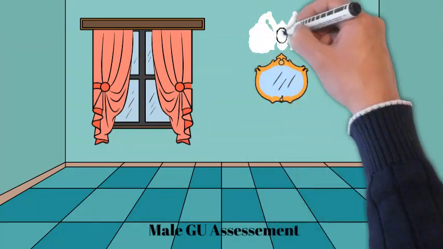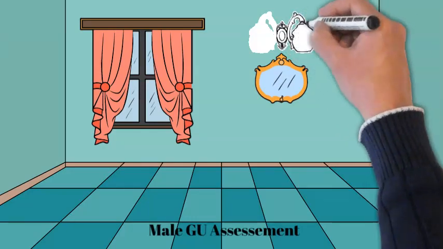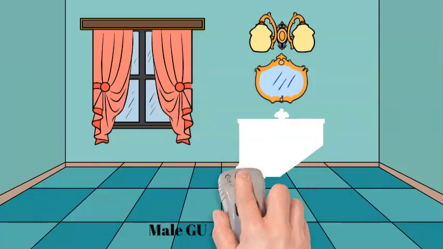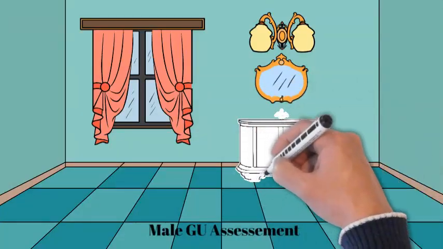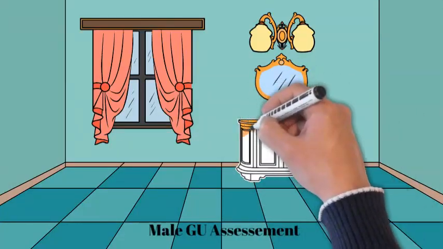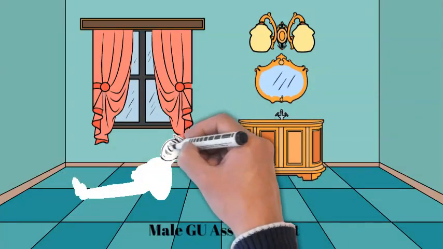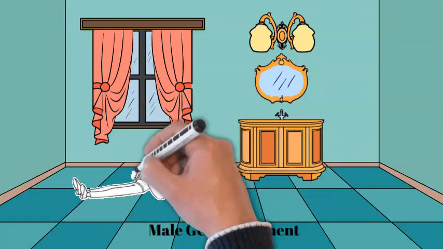Balanitis, inflammation of the glans penis. Epididymitis, inflammation of the epididymis. Orchitis, inflammation of the testicle. Hydrocele, fluid accumulation around the testicle. Varicocele, enlarged veins in the scrotum.